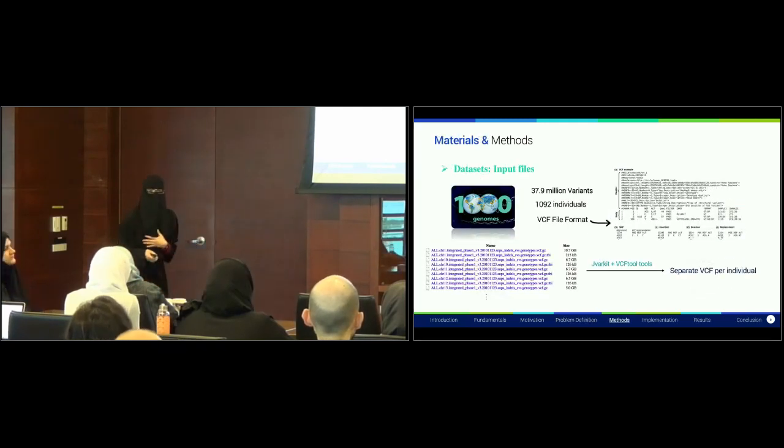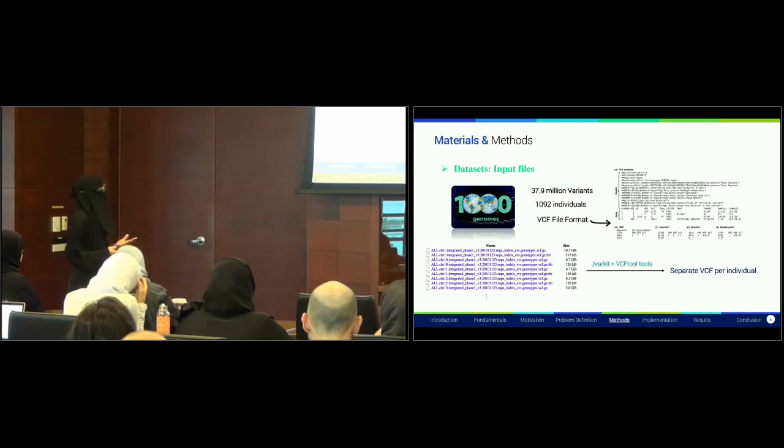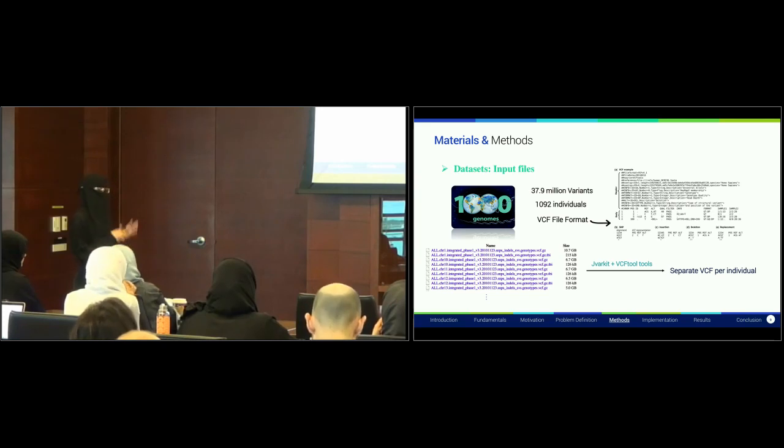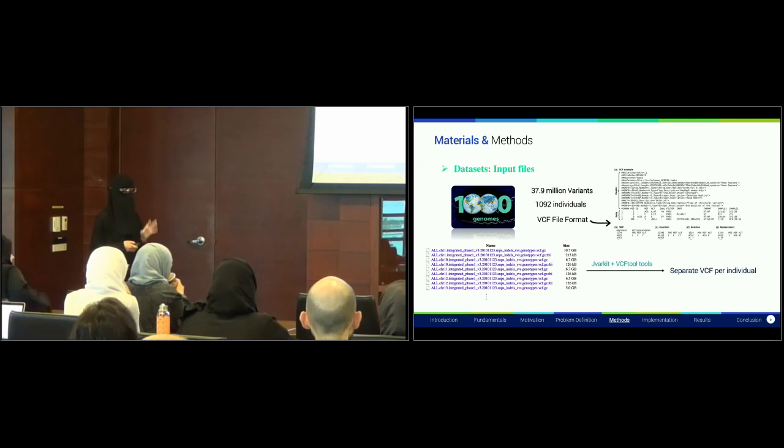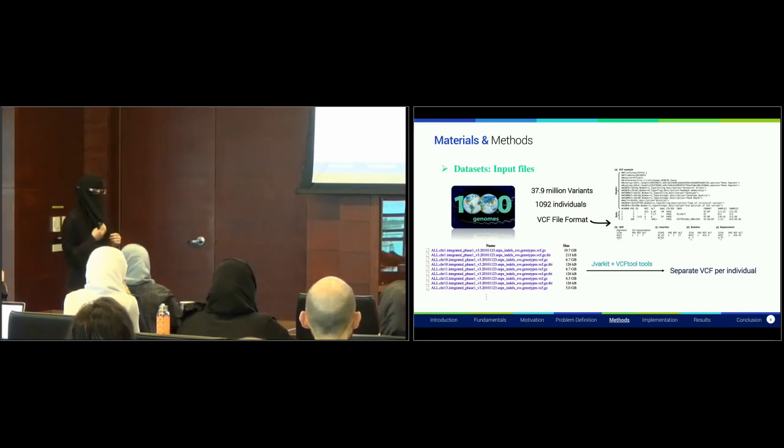First, we collected our VCF files, our data from the 1000 Genomes Project, which contains almost 1,000 individuals with 37 million variants, and all these variants are in VCF file format. It's a generic file format that consists of DNA variations with rich annotation. For these individuals, the data are combined within separate chromosome files. So we used JVarkit, a Java utilities tool for bioinformatics, and VCFtools to separate these VCF files into a separate VCF file for each individual.